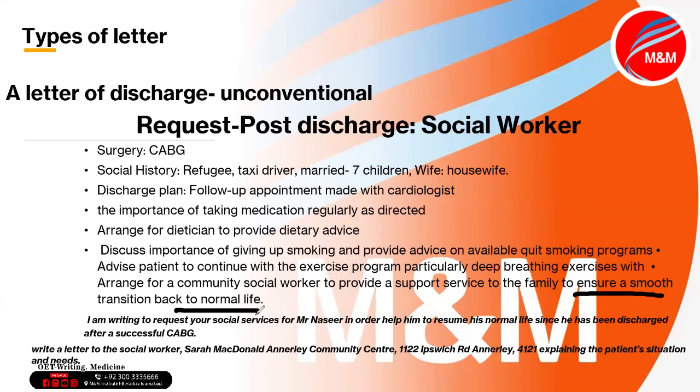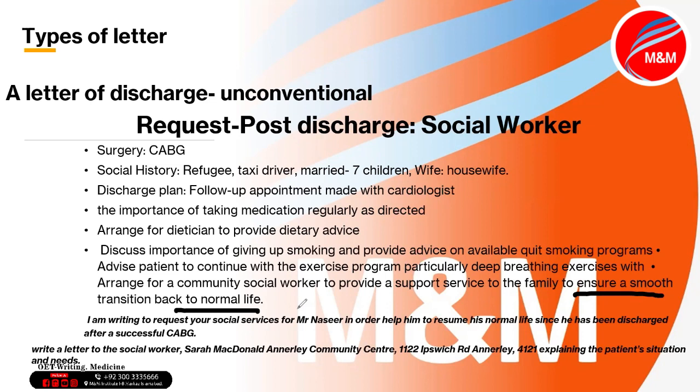So we can simply write it down. I'm writing to request your social services for Mr. XYZ, who now needs help to resume his normal life since he has been discharged after a successful cabbage. Normally, people write it down like this: I'm writing to request your social services for Mr. Nasir, or sorry, I'm writing regarding Mr. Nasir, who has undergone a successful cabbage. Therefore, he needs your expertise. Therefore, he needs social services.